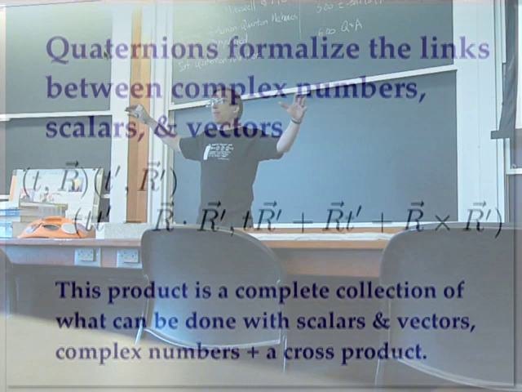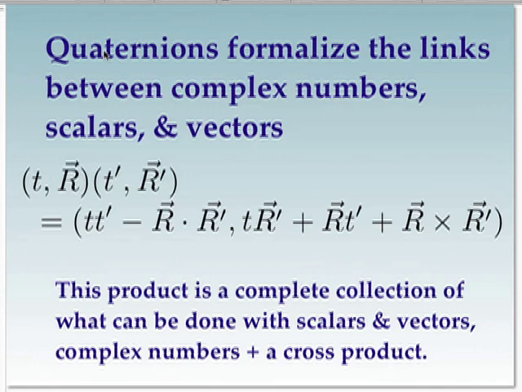What's amazing is these lectures are actually pretty darn independent of each other, except for that little thing. The one thing to know is what a quaternion product is. It's just the scalars multiplied together, the dot minus the dot product, like happens with complex numbers, and then the scalar times the vector times the scalar, and then the cross, and that's it.